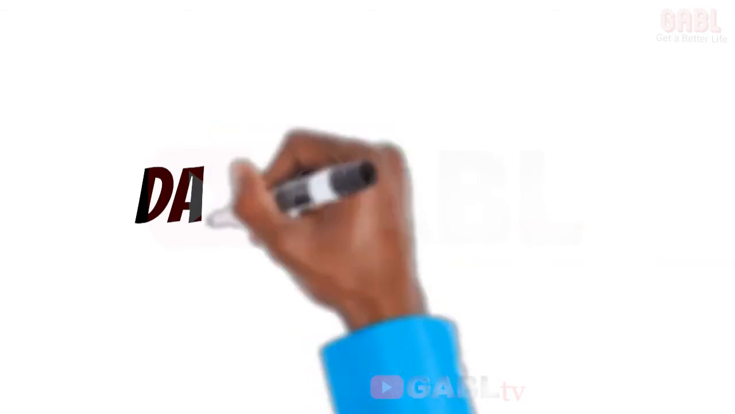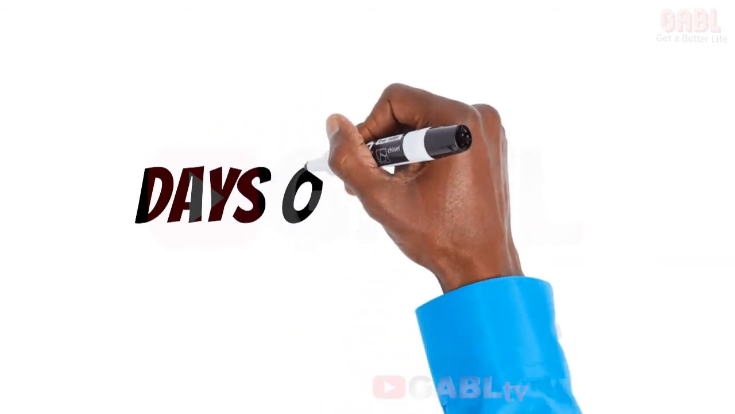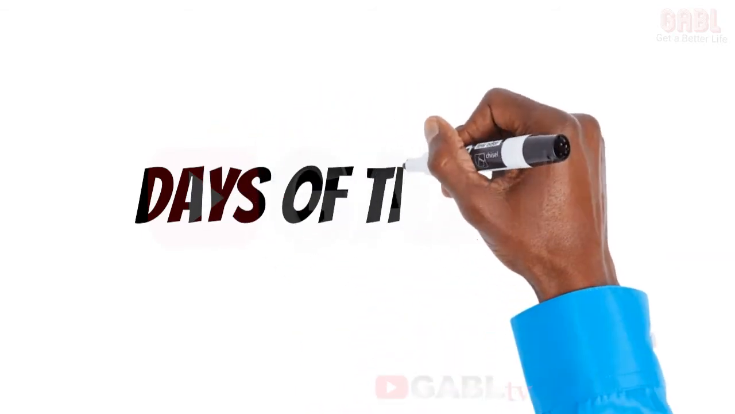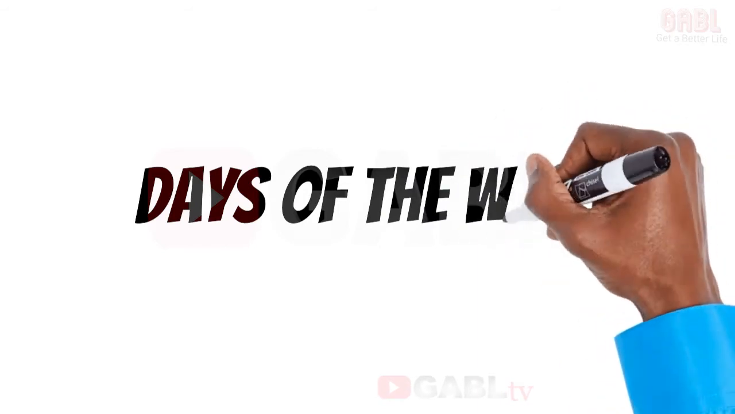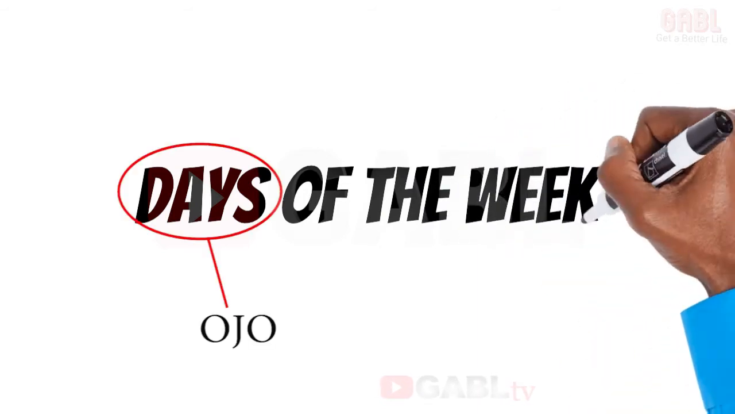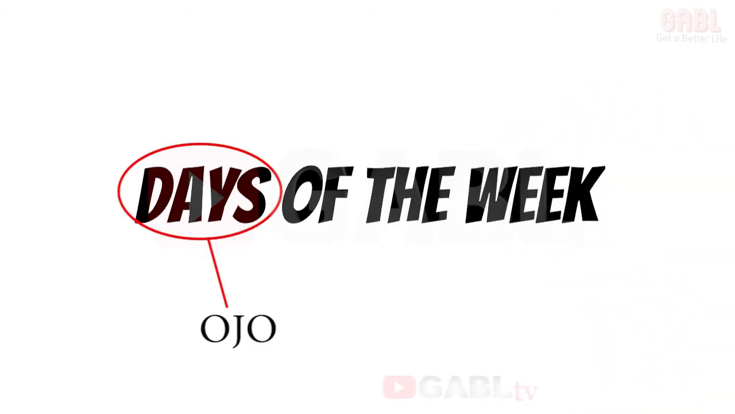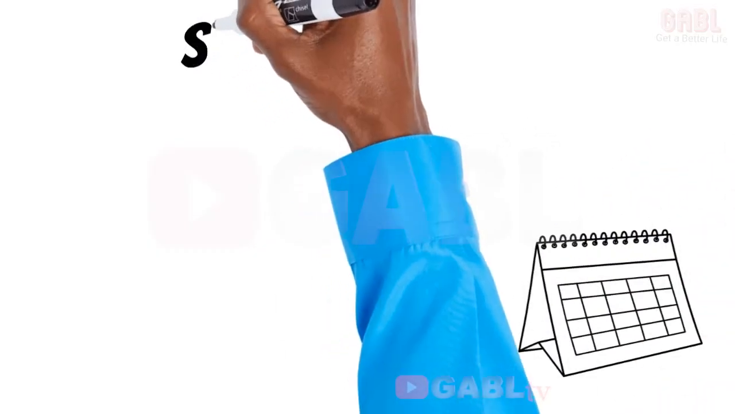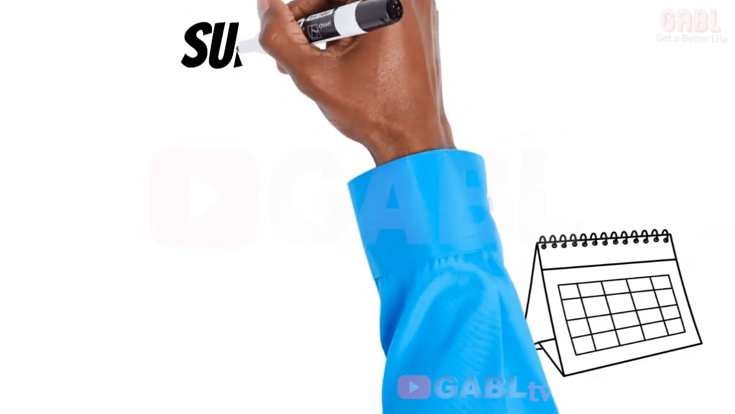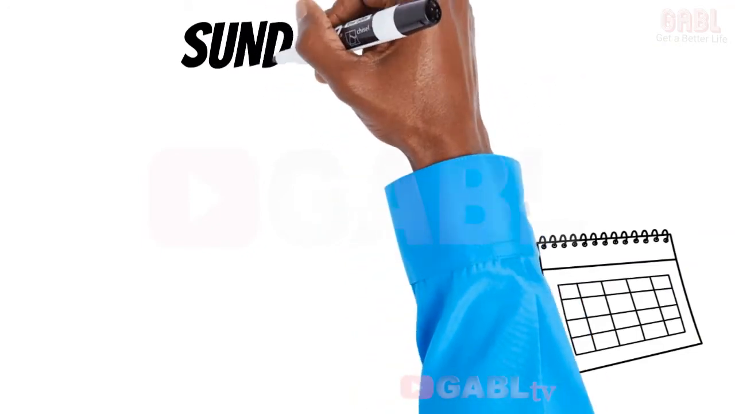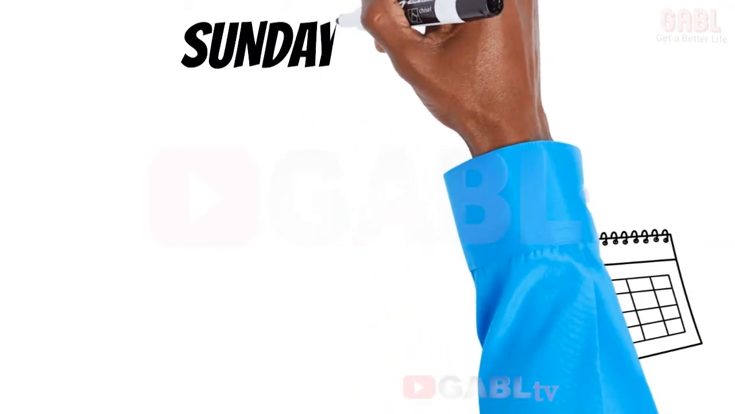Now, let's move to the days of the week. As I said earlier, day is called Ojo in Yoruba language. So, here we go. Ojo Kini, that is the first day of the week known as Sunday, is called Aiku.